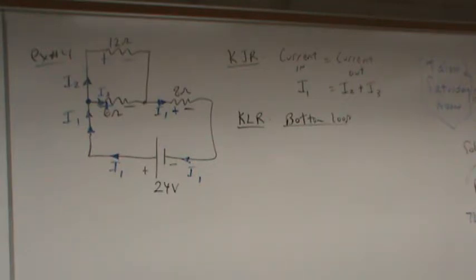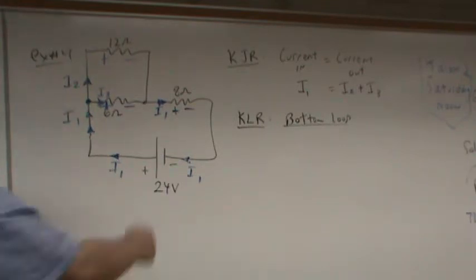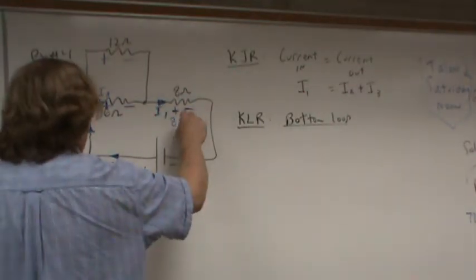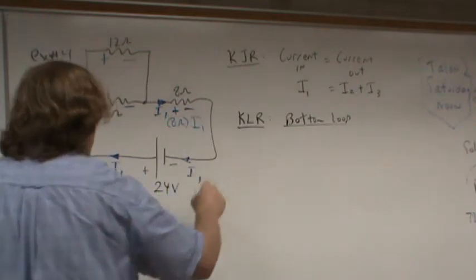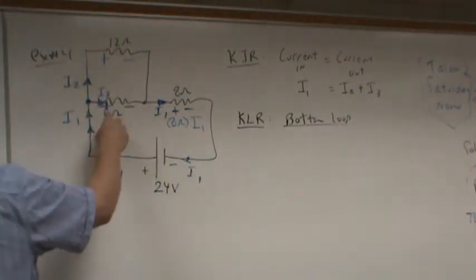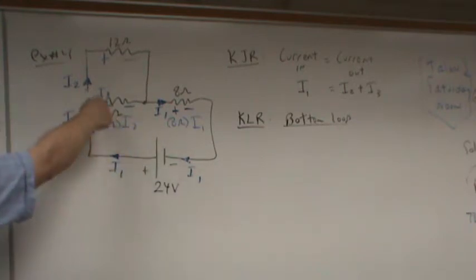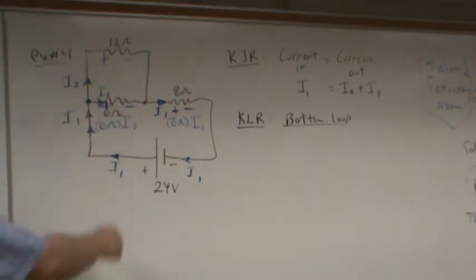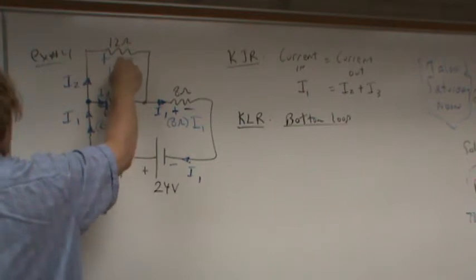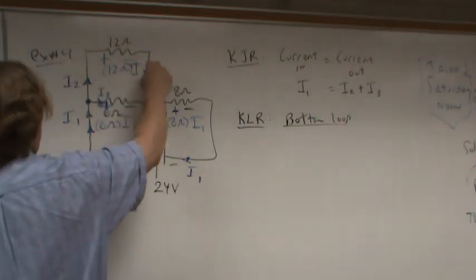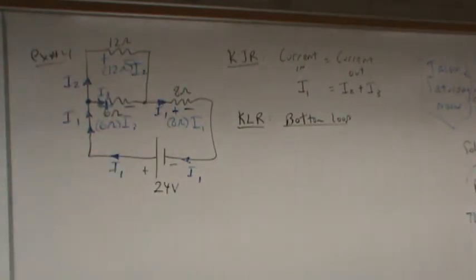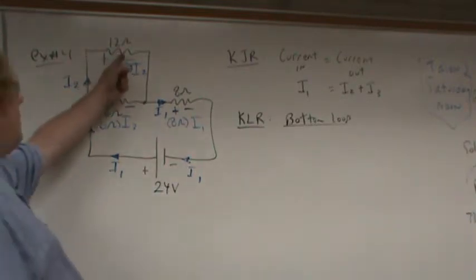If I want to, I could also label the V equals IR voltages. The voltage here is going to be 8 ohms times I1. The voltage here is going to be 6 ohms times I3, because that's the current going through it. This voltage here is going to be 12 ohms times I2. If you want to label it, that's fine. If not, you can just do it in your head. Just be aware that the voltage is always going to be current times resistance.